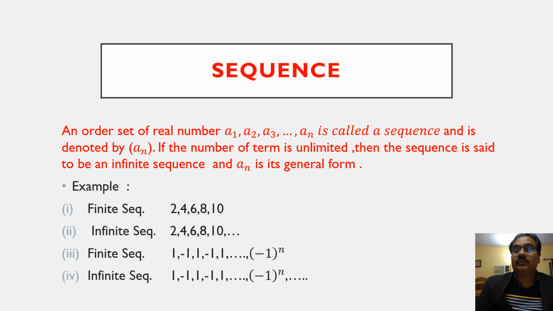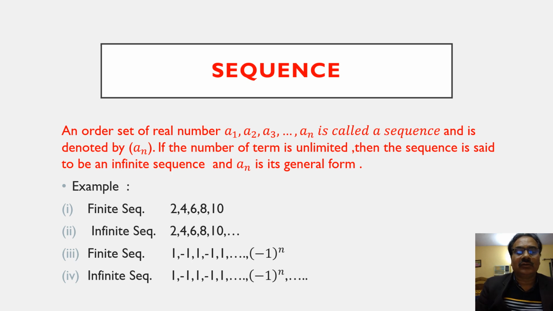Dear students, today we are going to discuss sequences. You know sequence and series from your school level. An ordered set of real numbers a1, a2, a3 up to an is called a sequence and is denoted by an. If the number of terms is unlimited, then the sequence is said to be an infinite sequence, and an is its general form.